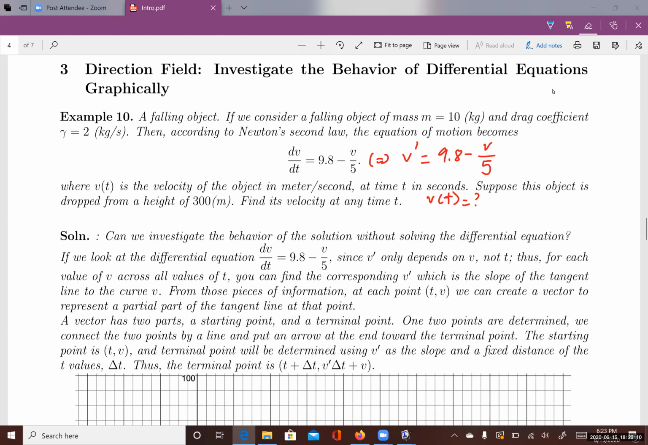So this equation here is a differential equation because it involves the derivative of v, and it describes the rate of change of v in terms of v, right? So the question is, where v(t) is the velocity of the object with unit meters per second, t is time in seconds. Suppose this object is dropped from a height of 300 meters, find its velocity at any time t. That means finding v(t), right? What is v(t)?